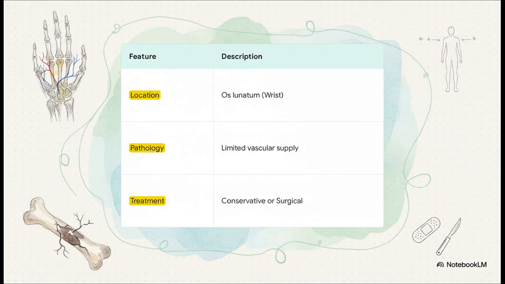Now, let's head to the wrist. Here, the big one is Morbus Kienböck. This is the most common AN you'll see in the wrist, and it targets the lunate bone. Your patient's going to complain about chronic pain and stiffness. Treatment, well, it depends on how bad it is. You start with just immobilizing it, but if it's really advanced, you might have to do surgery to try and get blood flow back, or even salvage the joint.